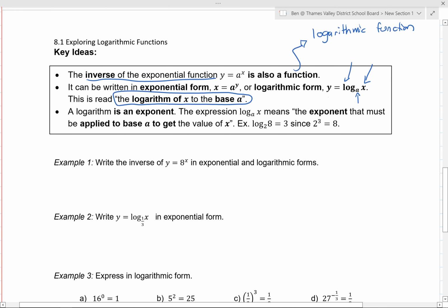The logarithm is an exponent. It means that our exponent must be applied to this base to get to this value of x. So this right here, you'll probably want to highlight. And if you are going into a summative and you think, hey, I might forget exactly how logarithms are built, you can copy exactly this down and you'll be able to understand what's going on.